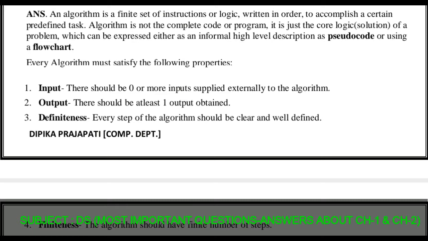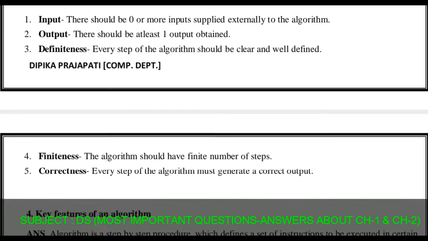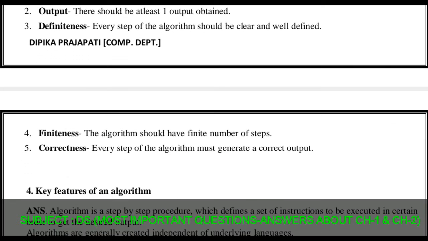So input: there should be zero or more inputs supplied externally to the algorithm. Output: there should be at least one output obtained. Definiteness: every step of the algorithm should be clear and well defined. And finiteness: the algorithm should have a finite number of steps. And correctness: every step of the algorithm must generate correct output.